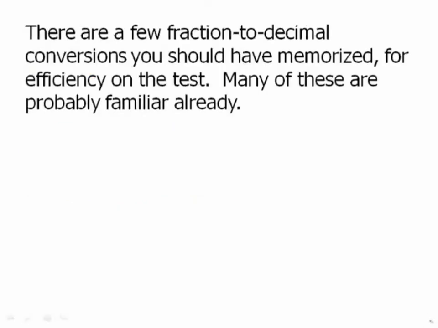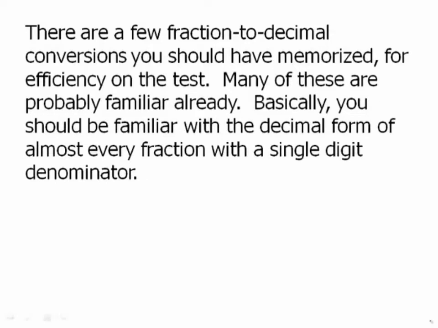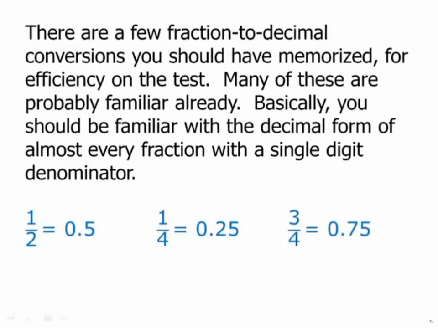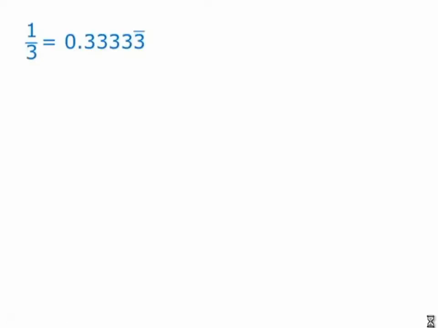There are a few fraction to decimal conversions you should have memorized for efficiency on the test. Many of these are probably already familiar. Basically, you should be familiar with the decimal form of almost every fraction with a single-digit denominator. Now, the really easy ones: 1/2 is 0.5, 1/4 is 0.25, 3/4 is 0.75. You may have these memorized already. If you don't, please memorize these. These show up everywhere on the test. These are very important.